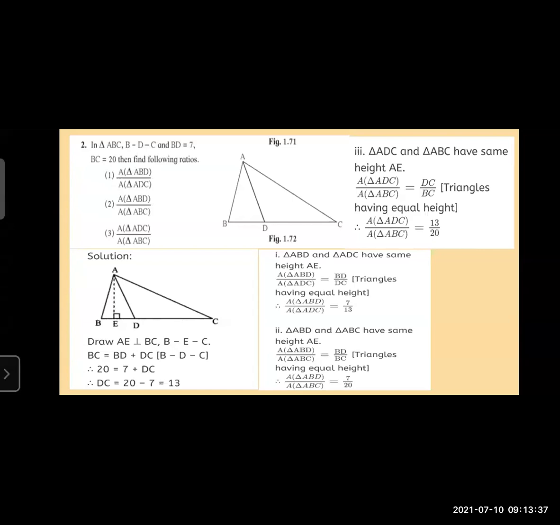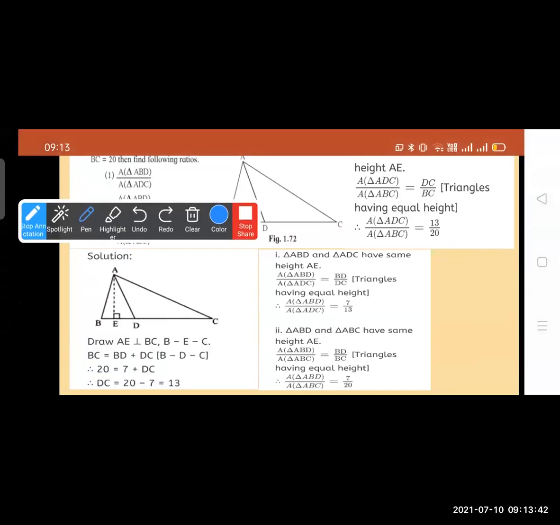Now first, the solution. Here we draw one construction: draw AE perpendicular to BC. So we get B, E, C are collinear. From this we write BC is equal to BD plus DC. So BC is 20, BD is 7, and DC is 20 minus 7, so DC is equal to 13. Now we find the ratios one by one.